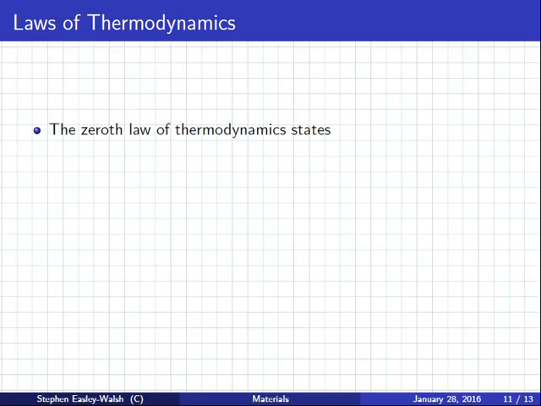So you have Newton's three laws, and each part of physics has laws. And for this part of physics, we have the laws of thermodynamics. So the first law is not called the first law, it's called the zero law.